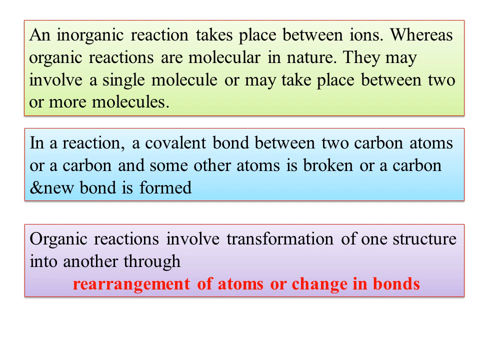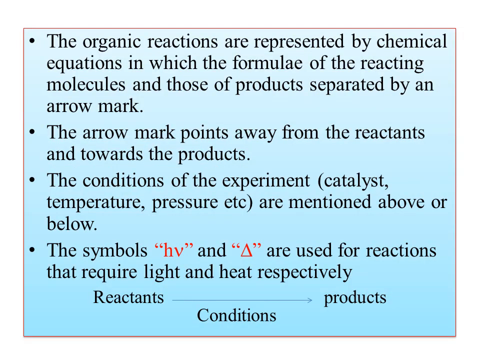So an organic reaction involves the transformation of one structure into another through the rearrangement of atoms or a change in bonds. This is the way the rearrangement takes place. The old bond has to be broken and the new bond has to be formed. Organic reactions are represented by chemical equations in which the formulas of the reactive molecules and the products are separated by an arrow mark.